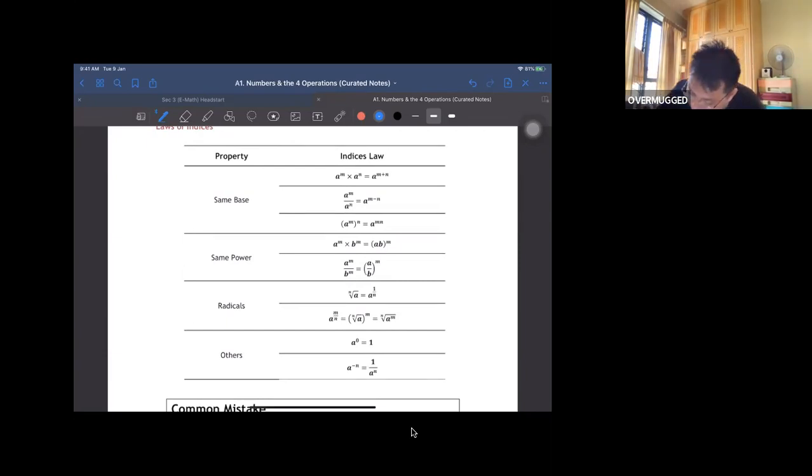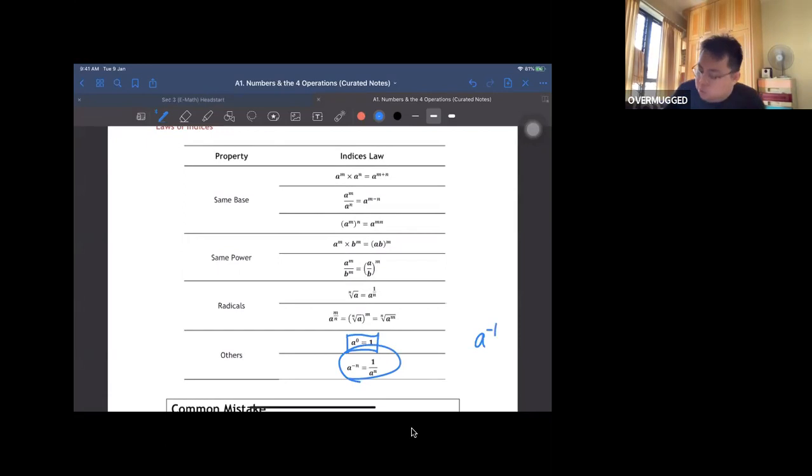Okay, so I'll give you an example. This is something that we all know. Anything to the power of 0 is 1. So 2 to the power of 0 is 1. 3 to the power of 0 is 1. This is something simple.